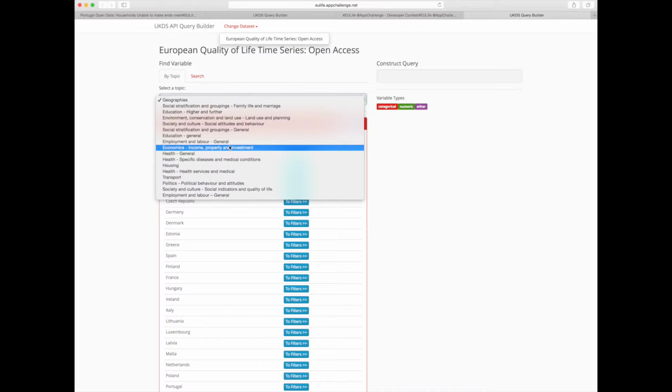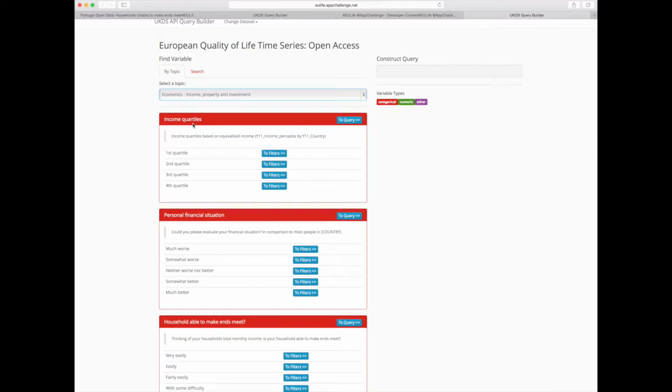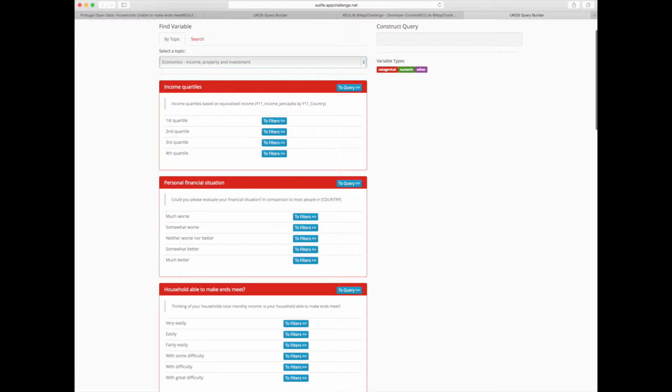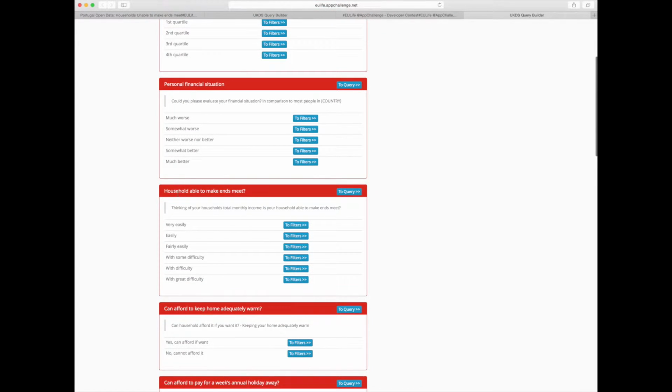But I'm going to go to economics, income, property and investment, and I'm going to scroll down here. These questions again are being pulled straight from the API, so questions about personal financial situation. And I'm going to look at this area of being able to make ends meet. So basically, can you afford to live? Is your income greater than your outgoings every month?